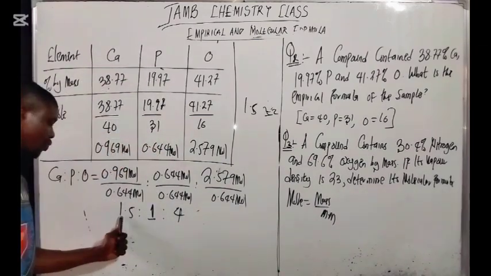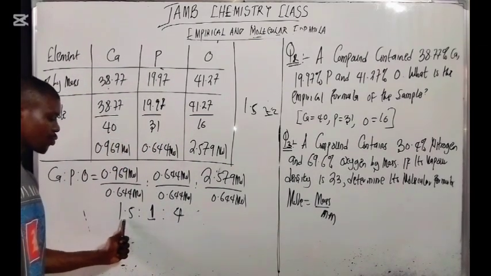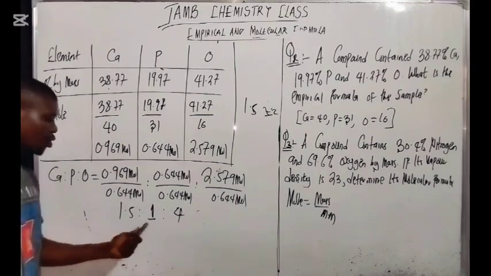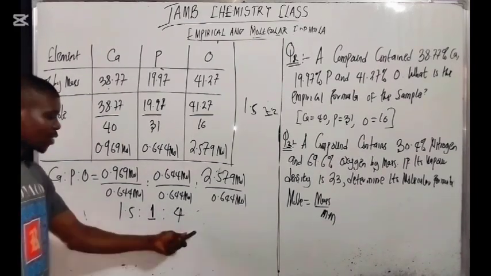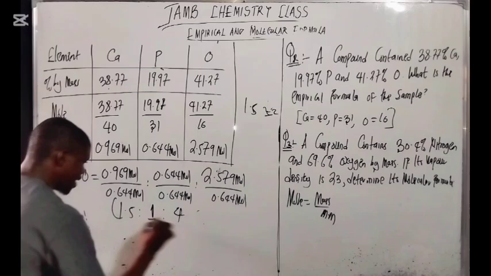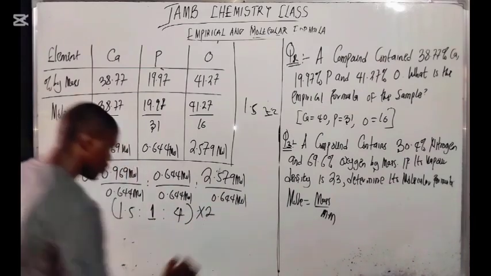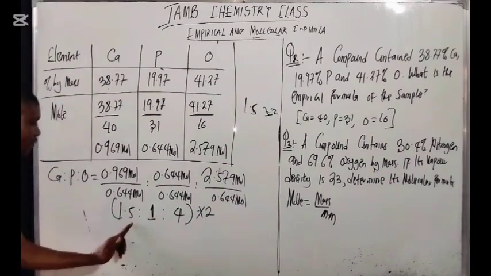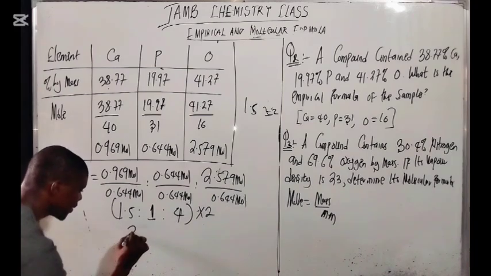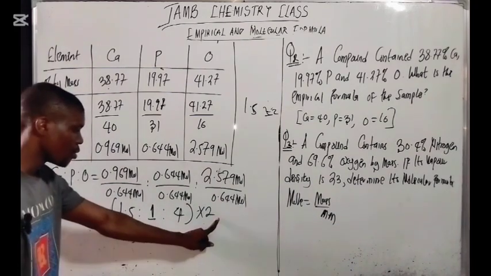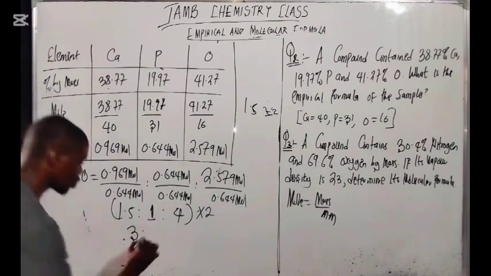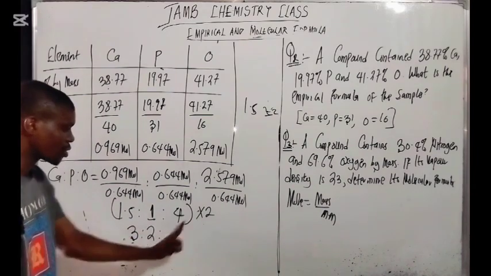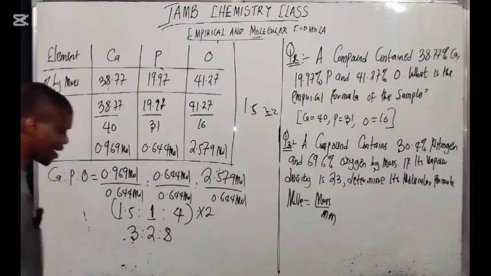So you are going to multiply by 2. As you multiply by 2, it affects everything here. You multiply the whole of them by 2. So 1.5 times 2 is 3. 1 times 2 is 2. 4 times 2 is 8. Do you understand?